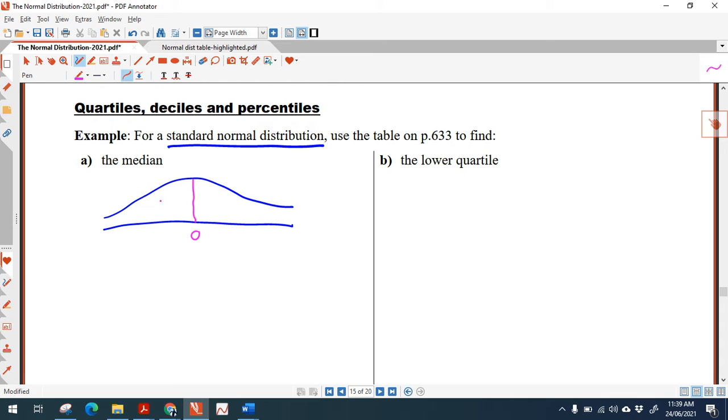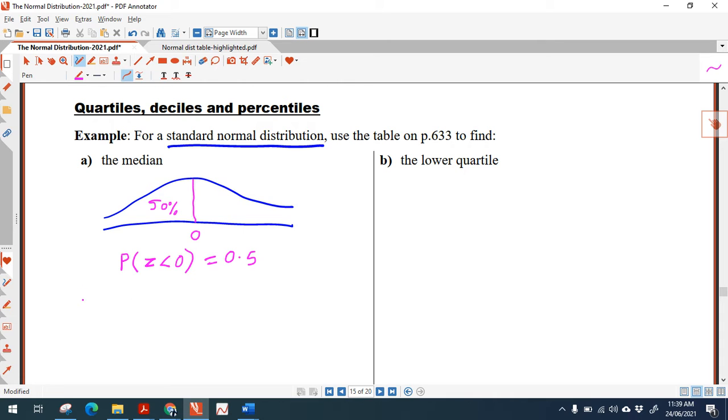And we know that for a normal distribution, 50% of the data is to the left of the median. So what you're trying to find here is the probability that z is less than 0. Because the median and the mean are equal, that's why we've got the 0 there, which is equal to 50%, which is also 0.5. So you've answered the question here. The median is 0 for the standard distribution.